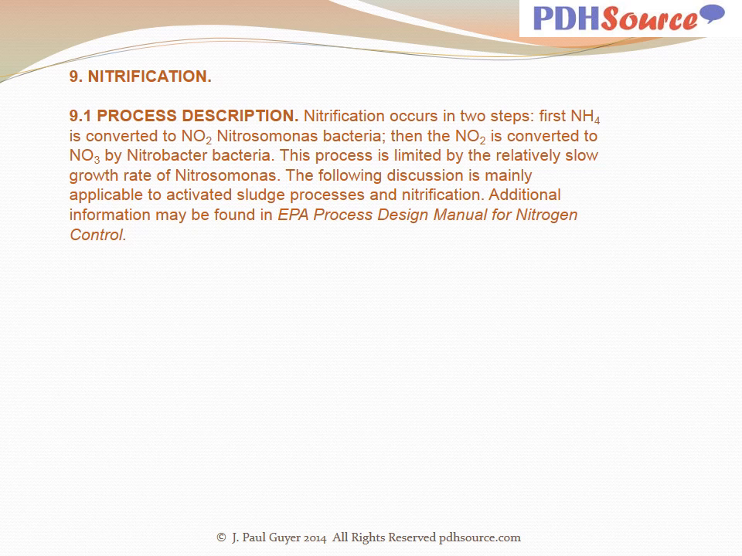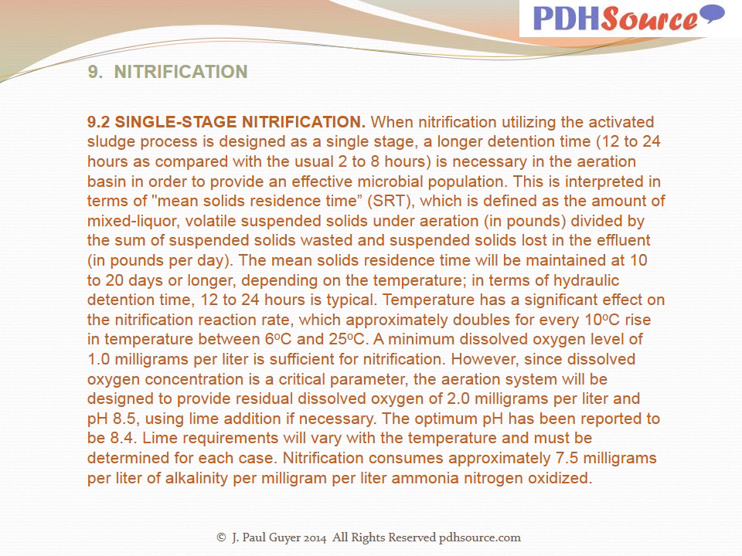The following discussion is mainly applicable to activated sludge processes and nitrification. Additional information may be found in the EPA Process Design Manual for Nitrification for Nitrogen Control. First, single-stage nitrification. When nitrification utilizing the activated sludge process is designed as a single stage, a longer detention time, 12 to 24 hours as compared with the usual 2 to 8 hours, is necessary in the aeration basin in order to provide an effective microbial population.